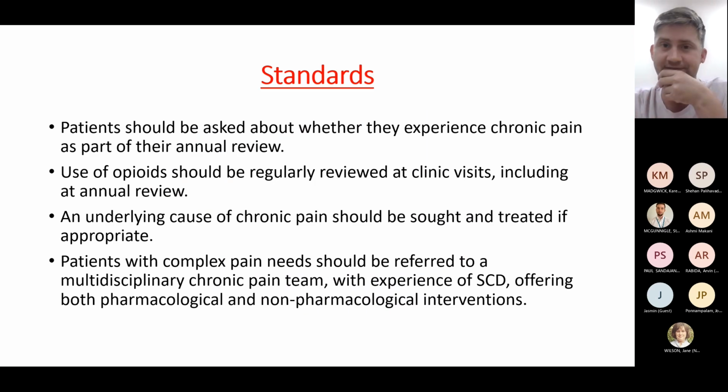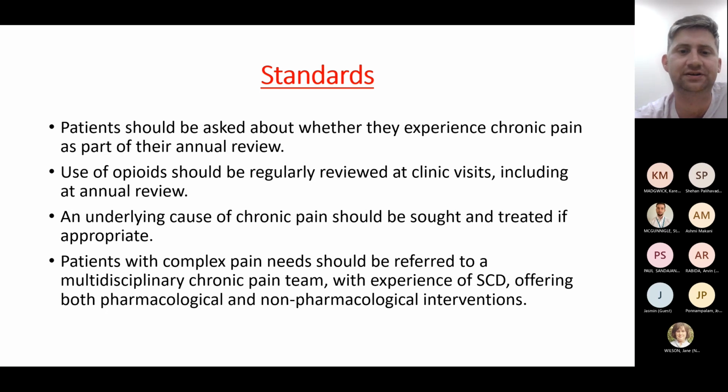The standards for chronic pain management is patients should be asked about whether they experience chronic pain as part of their annual review. Annual, as we know, means yearly, so we'll bring it up. Use of opioids should be regularly reviewed at clinic visits, including at annual review. For those patients who have opioids at home, we need to review it so we can weigh up the risks and benefits. An underlying cause of chronic pain should be sought and treated if appropriate.